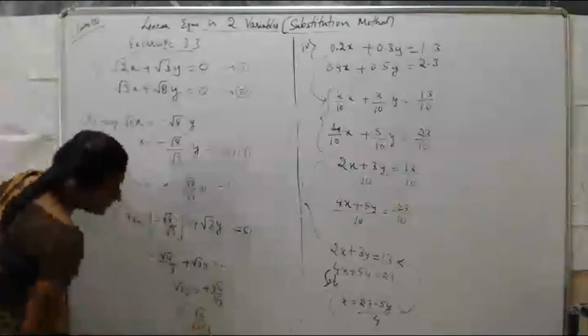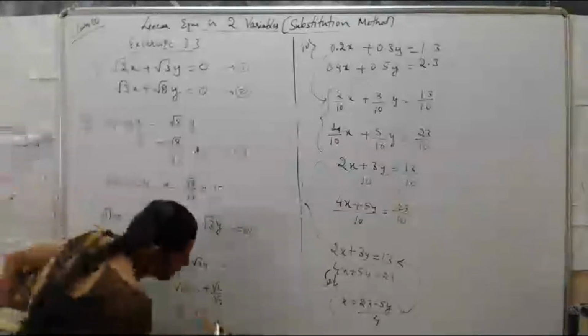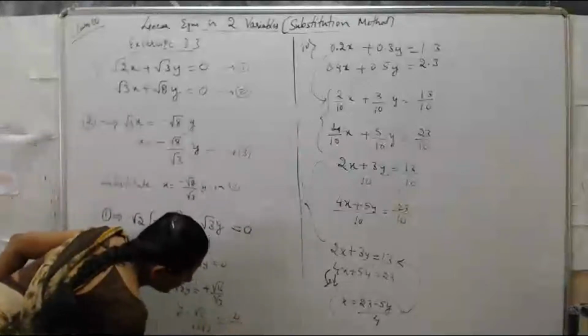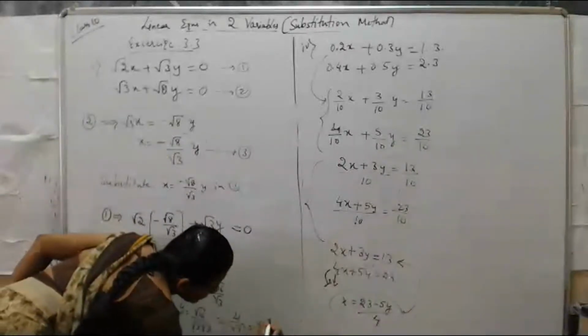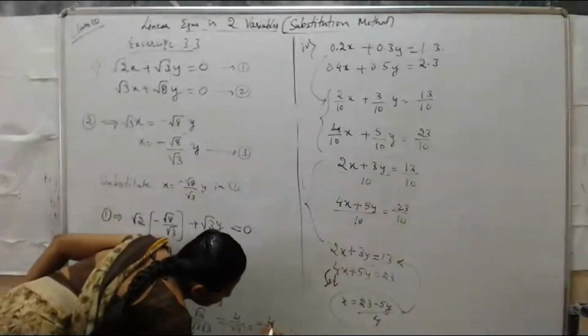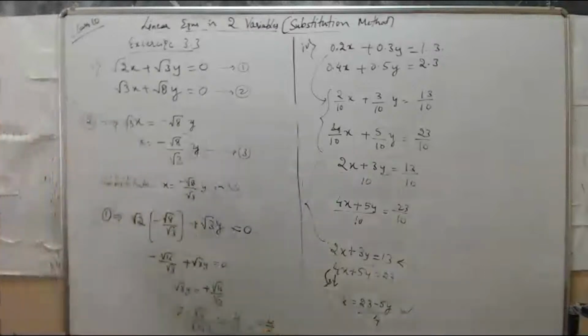That is root 3 whole square. Root 16 can be written as 4. Root 3 into root 3 is root 3 whole square. Square and root get cancelled. So y is equal to 4 by 3. y is equal to 4 by 3.